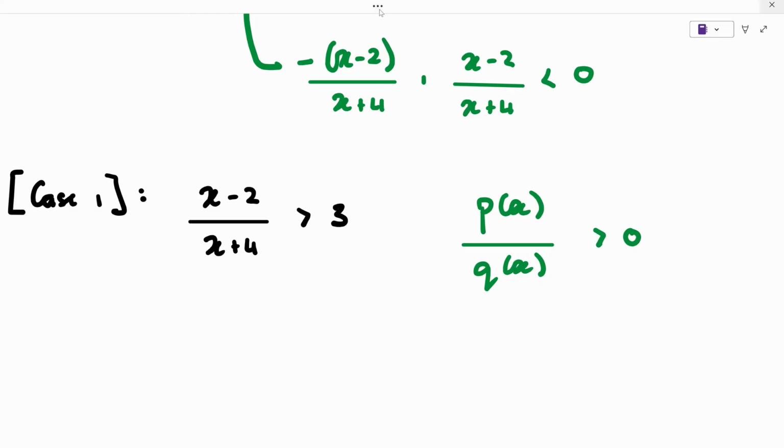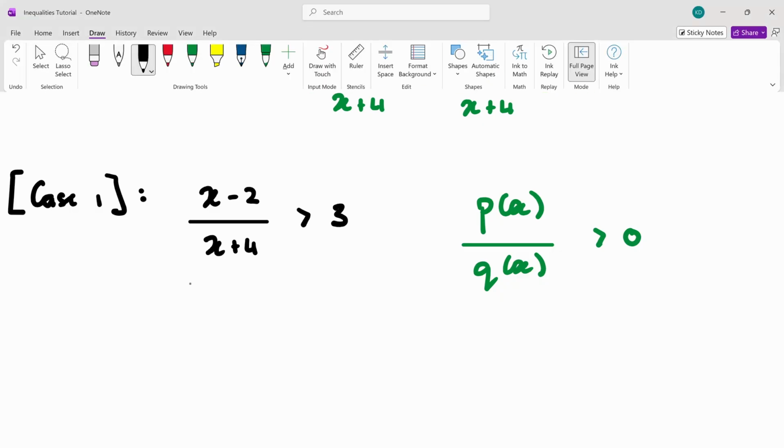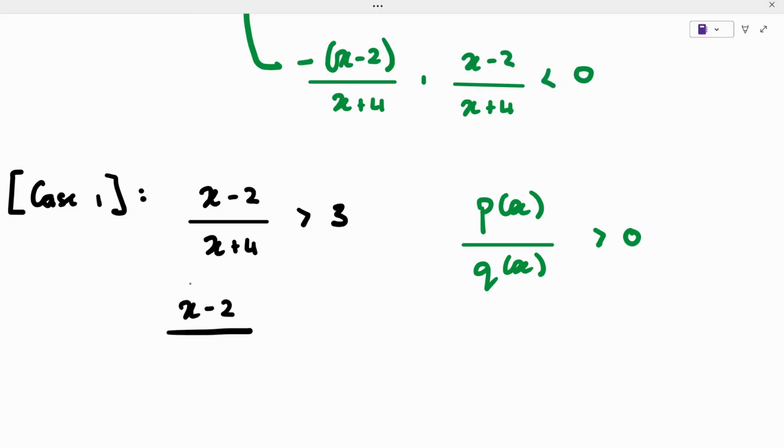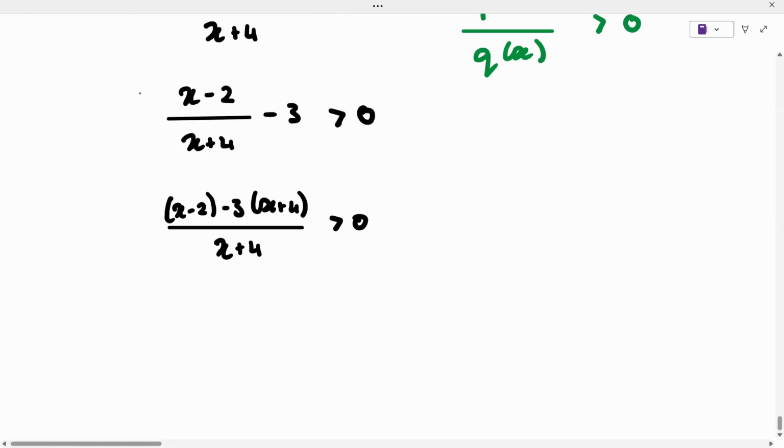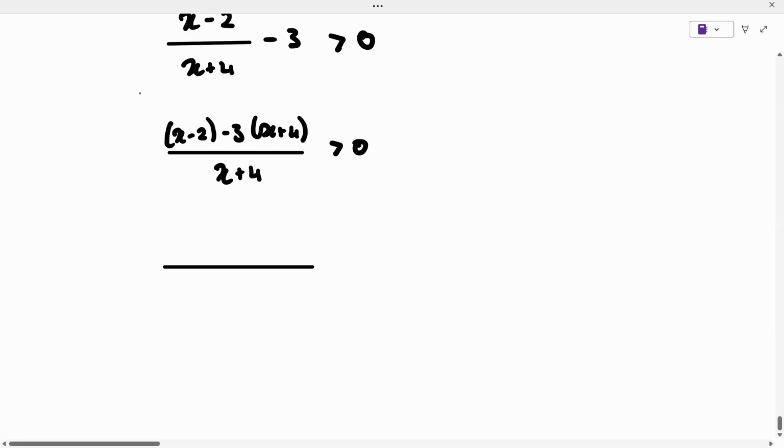So in order to do that, we need to bring everything to one side. We will have x minus 2 over x plus 4 minus 3 is greater than 0. All right, so our LCM is x plus 4. We have x minus 2 minus 3 times x plus 4, over x plus 4, is greater than 0. When we expand this, we are left with x minus 3x is minus 2x. And then minus 2 minus 12 is minus 14, over x plus 4, is greater than 0.